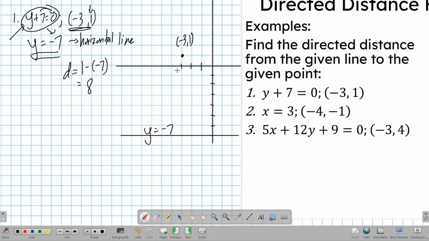So, if we're going to see from here to here, that would be 1, 2, 3, 4, 5, 6, 7, 8. 8 units. And it's going up, so it's positive. Therefore, the distance between the line y plus 7 equals 0 and the point negative 3, 1 would be 8 units. Let's now try number 2.